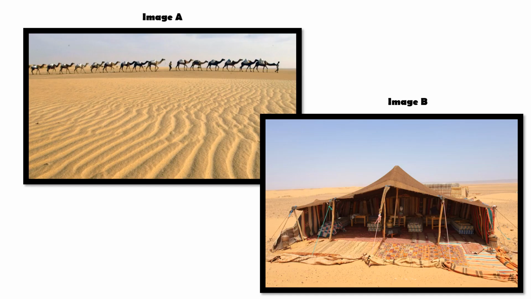So in image A, we're looking at a camel caravan, a line of camels, a group of camels traversing the Sahara Desert. And in image B, you're looking at a tent where the people involved in the caravan would be able to stop for the day, stop for the night, sleep, then roll up their equipment, put it back on their camels' backs, and continue on crossing the desert.